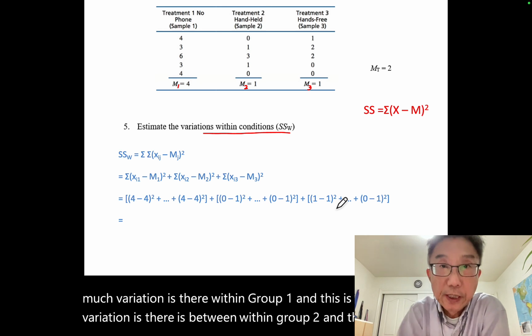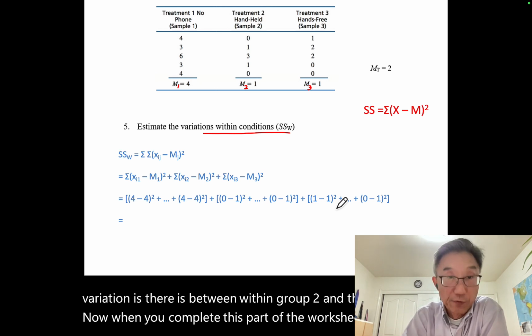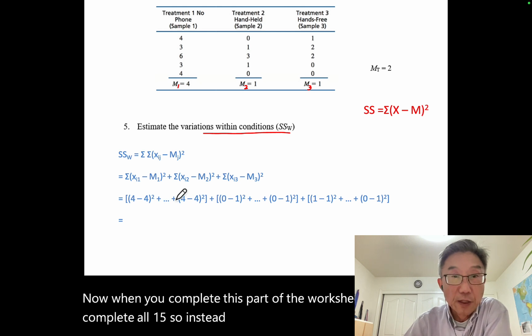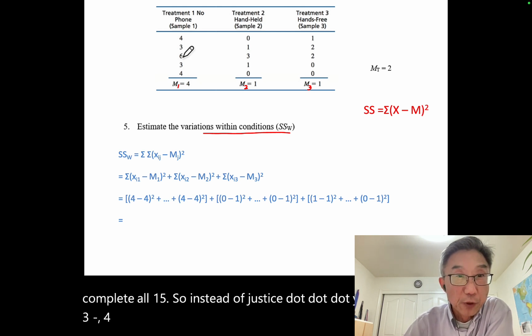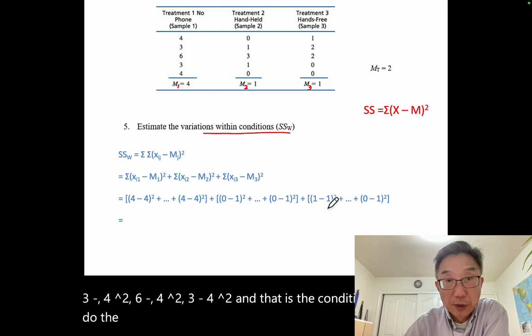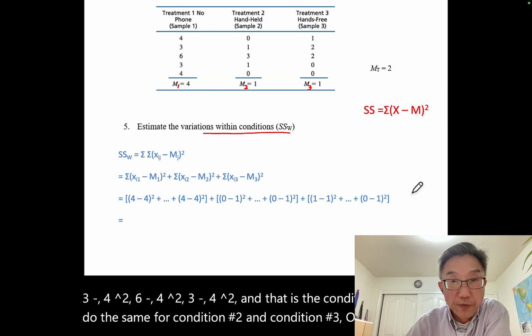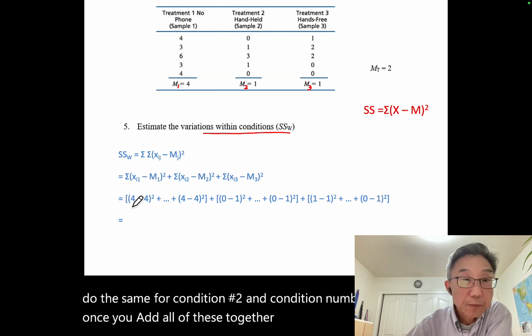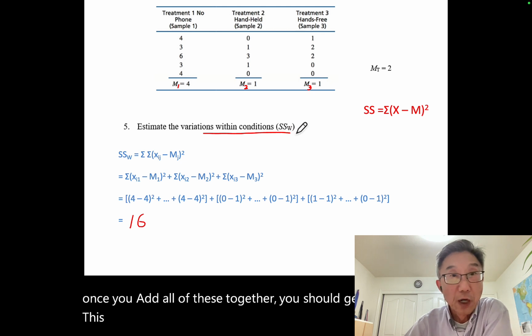Now, when you complete this part of the worksheet, you should complete all 15. So you should have 3 minus 4 squared, 6 minus 4 squared, 3 minus 4 squared, and that is condition number 1. And you do the same for condition number 2 and condition number 3. Okay, so once you add all of these together, you should get 16. This is within group sum of squares.